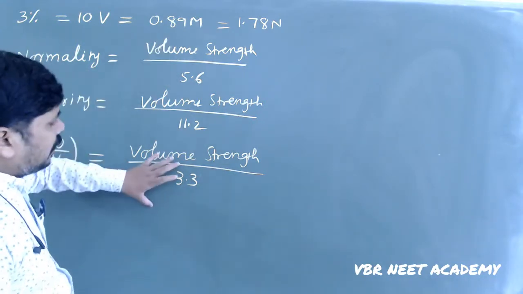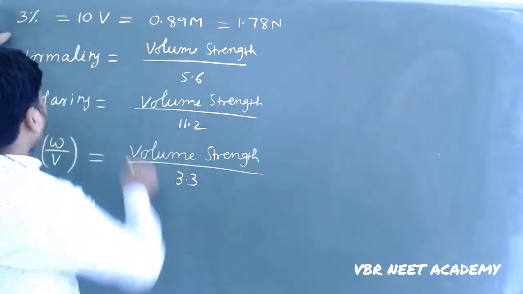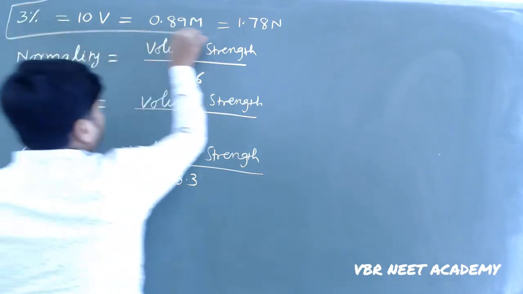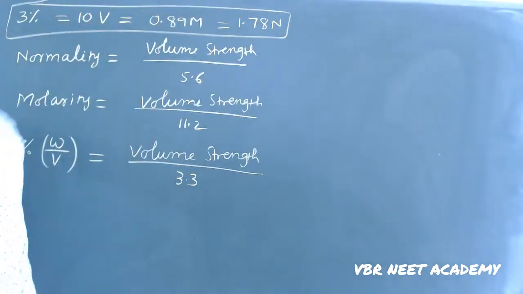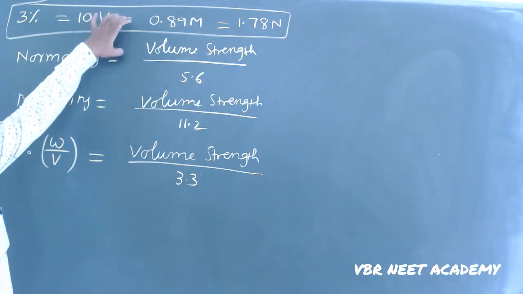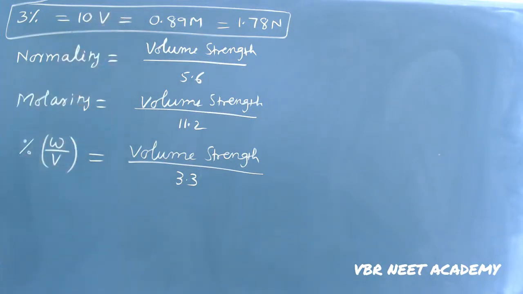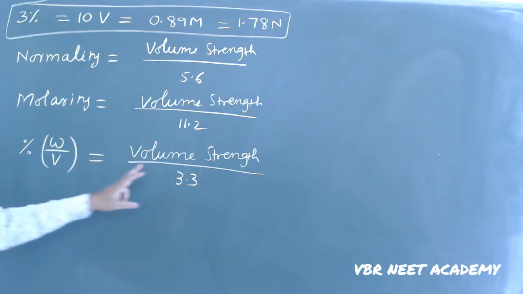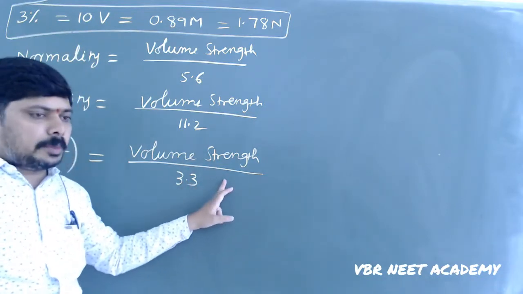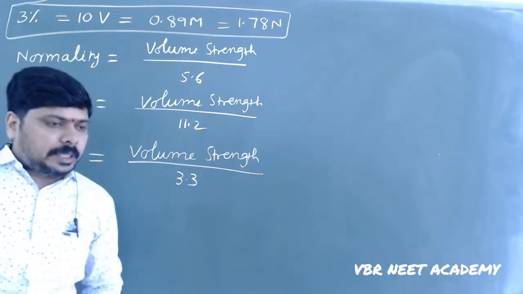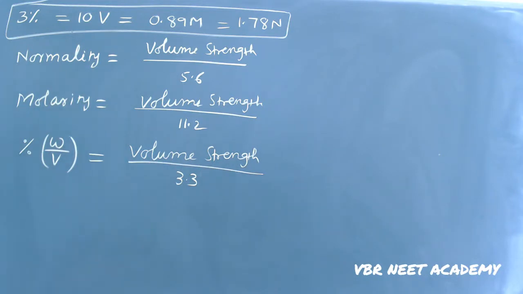So all these things can be done by this one. You can use this one for any particular calculation. If they are asking directly for percent weight by volume, these two we can get from this one. But this one we have to remember as one more formula: volume strength by 3.3. So this is what we are going to have.